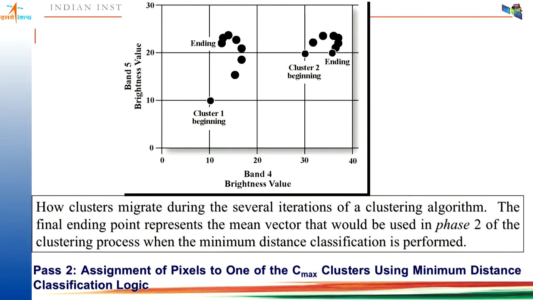In pass 2, each pixel is evaluated with these cluster means using a simple minimum distance to means classification logic, and the pixels are put into these clusters. Okay, so by the end of pass 2 you have clusters which are the same or less than the number of clusters that you have specified, and they have groups of similar pixels. Okay, so this is the chain method.